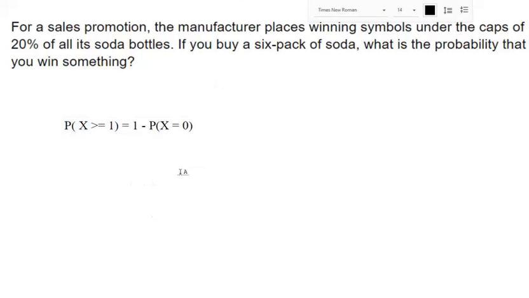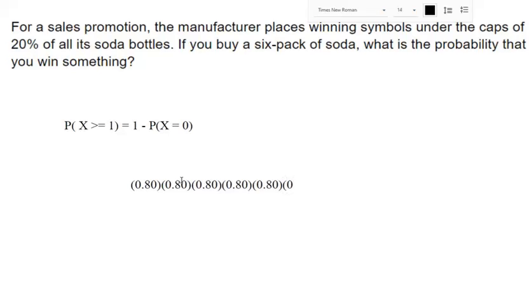Okay, and so to calculate the probability that there's no winning caps, it's going to be the probability of losing 6 times. The probability of winning is a 20% chance, so it's 0.20. So the probability of losing is 80%, so 0.80. And that's the probability of one of those losing, because we're going to assume that all the caps are independent. Getting a winning cap on one doesn't change the chance of getting a winning cap on the other. That means we can calculate the probability of all 6 of them being losers by multiplying them together. That's from the independence rule.